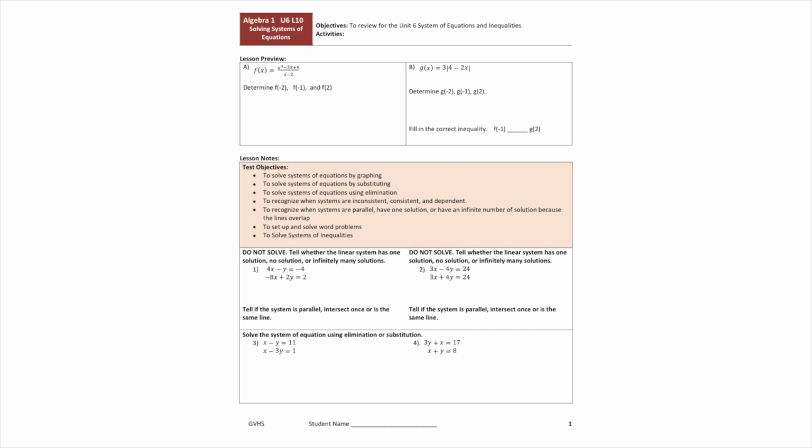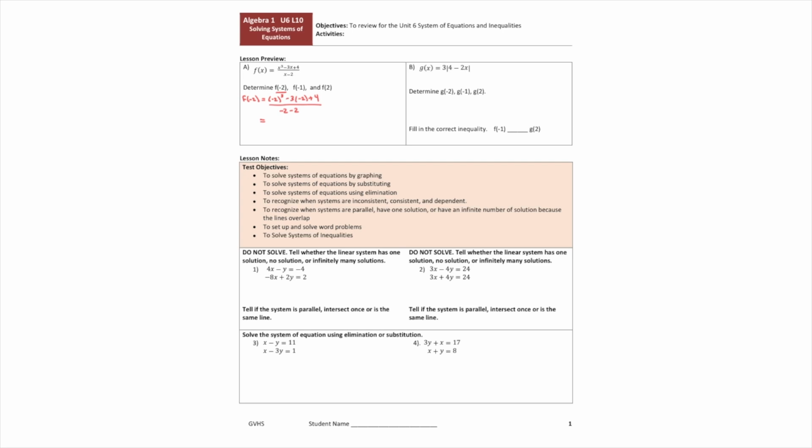For today's lesson, we're going to review for the Unit 6 Systems of Equations and Inequalities test. Your lesson preview, I'm reminding you that f of -2 is notation to tell you to substitute for your x value. So f of -2 should equal the quantity, use parentheses when substituting, of -2 cubed minus 3 times -2 plus 4 divided by -2 minus 2.